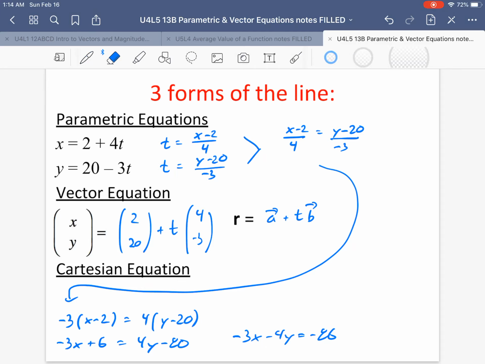And there we've got an expression for a line. Okay? Not too bad.